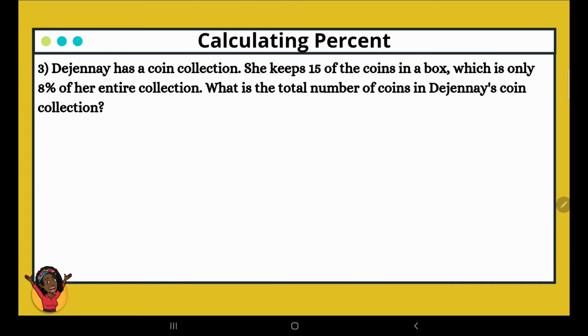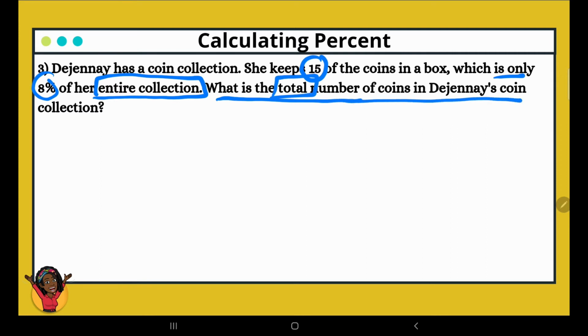Dejanay has a coin collection. She keeps 15 of the coins in a box, which is only 8% of her entire collection. What is the total number of coins in Dejanay's coin collection? So here we see that there are 15 that's kept in one box, but that is only 8% of her entire collection. What is the total number of coins in her collection? So here again, we're calculating the whole.